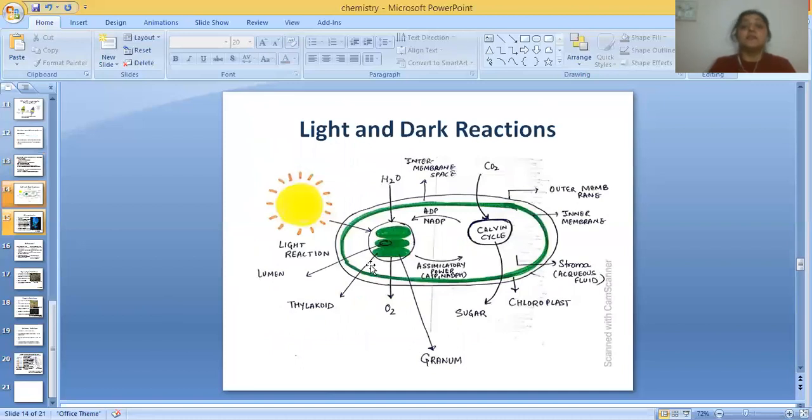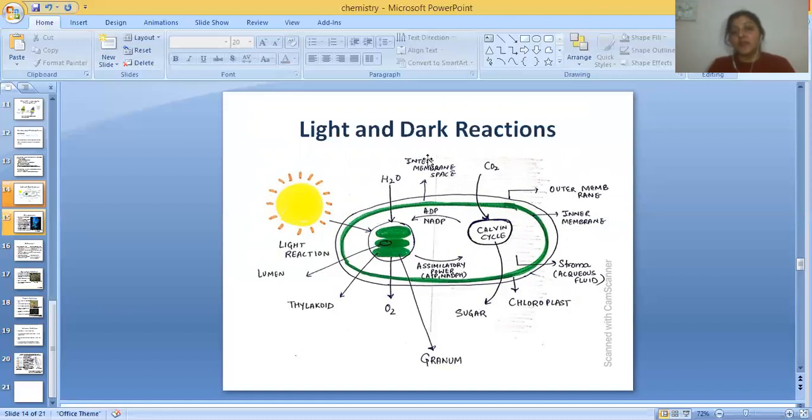So this is a diagrammatic representation of light and dark reactions. You can see this is a chloroplast, this is an outer membrane, inner membrane, intermembrane space. This is granum, a stack of thylakoids. The matrix, which is filled with aqueous fluid, is stroma. Each single flattened sac is a thylakoid, which has a lumen.